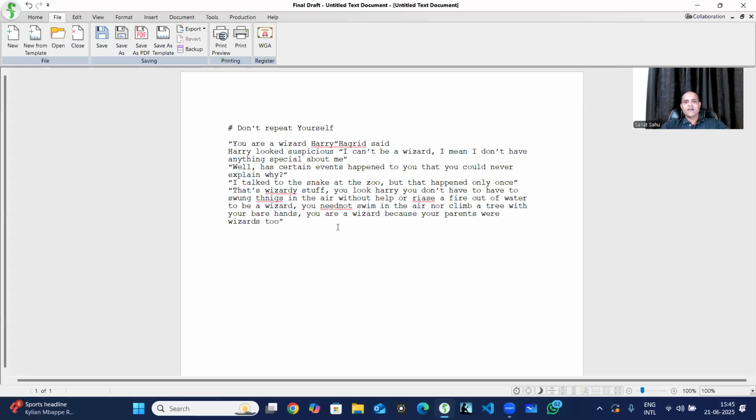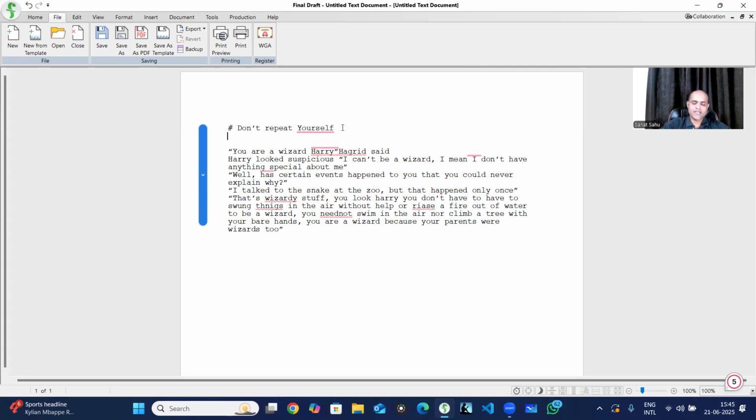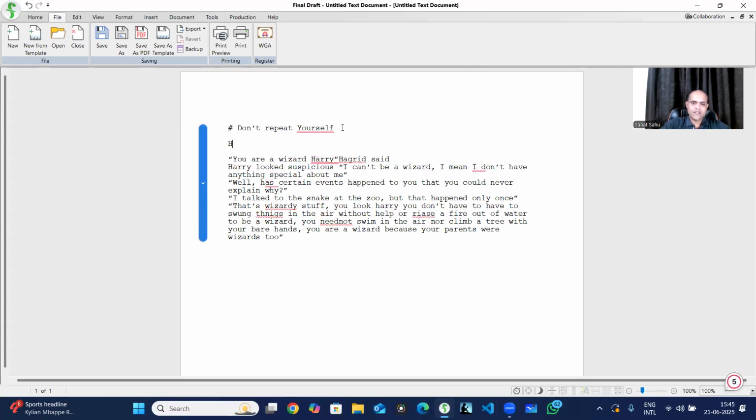Okay, so let me share my screen first. Now, this excerpt I've taken from, I'll just write the movie name here, Harry Potter and the Philosopher's Stone.